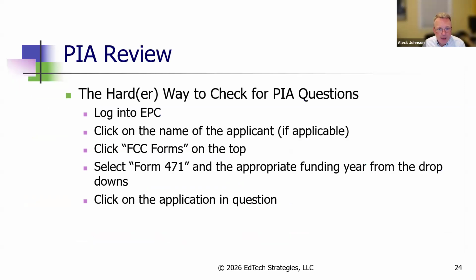There is an even more complicated way to do this, which involves opening up the Form 471 and then clicking on the application and checking to see if there are any review questions associated with it. So to do that, again, you log into EPC. You click on the name of your library system, which will show up on the top left. You then click on FCC Forms and select the Form 471 and the appropriate funding year from the dropdowns, and then you click on the application in question.